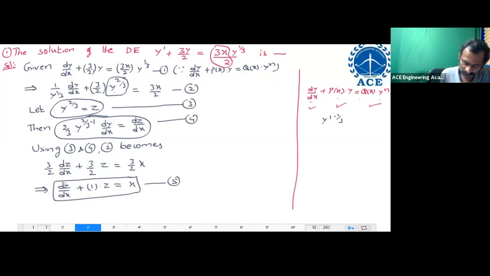This is in the form of dy by dx plus function of x into y equal to function of x. But in place of y, we have some other variable z. Therefore, this is the linear differential equation in variable z. And to write the solution of this equation, first we try to find integrating factor. Here, integrating factor equal to e power integral of 1 dx equal to e power x.